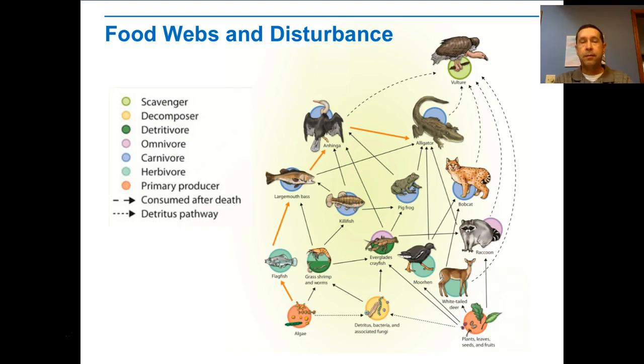So if we have a disturbance in a food web, sometimes it's easy to predict what's going to happen. Sometimes it's difficult. Sometimes we get part of it right. Sometimes we get none of it right. Because in food webs there are a lot of complex interactions, it's difficult to predict what will happen when there's a disturbance in a food web.